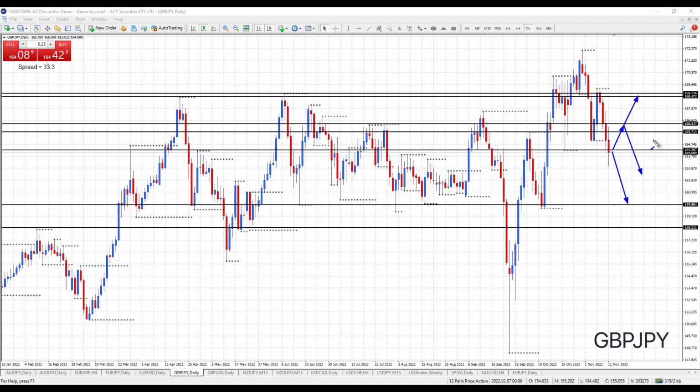So I think at the start of the week we may get a rally. Watch 165.71, 166.33. Does that area now hold as resistance for a further decline next week?